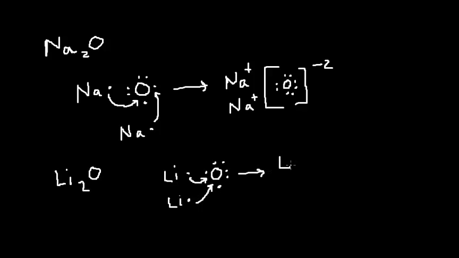And then what this is going to look like is Li with a positive, Li with a positive, and oxygen with 8 valence electrons. And it's got a -2 charge.